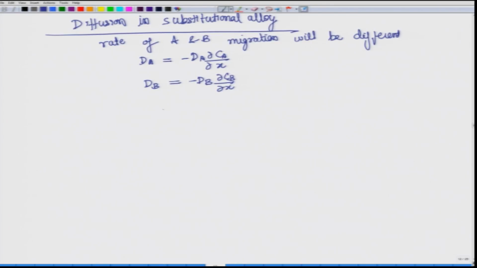So, okay, sorry. So what are JA and JB? That we have already something similar to self diffusion and interstitial diffusion. JA and JB are fluxes across a particular lattice plane.